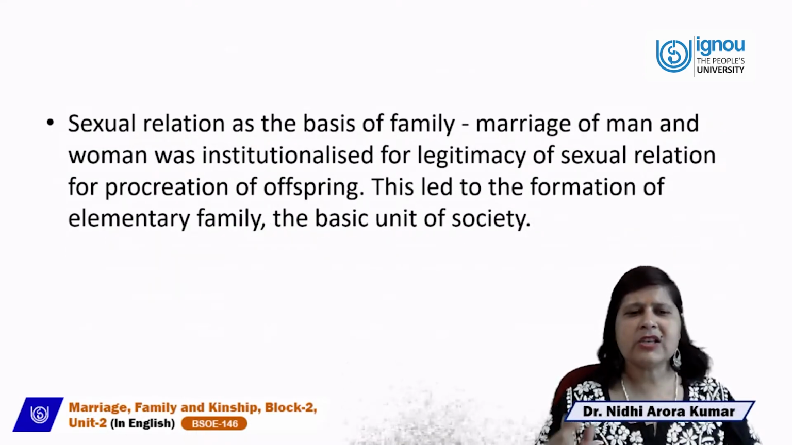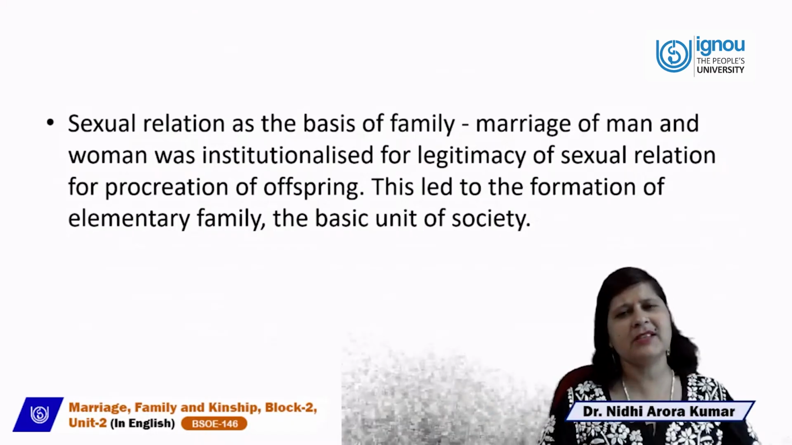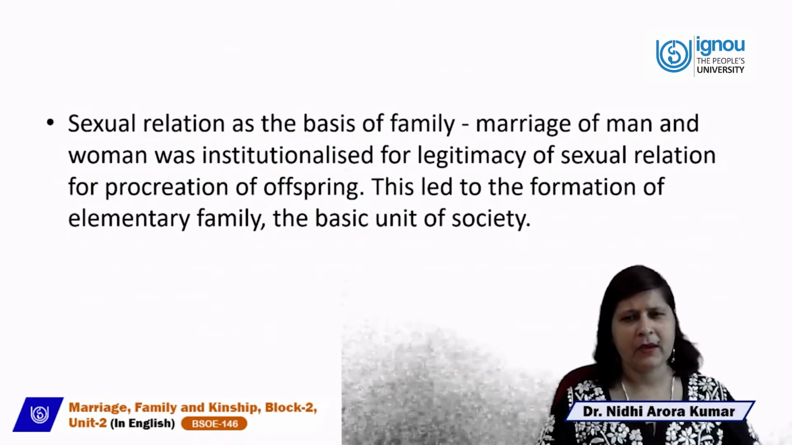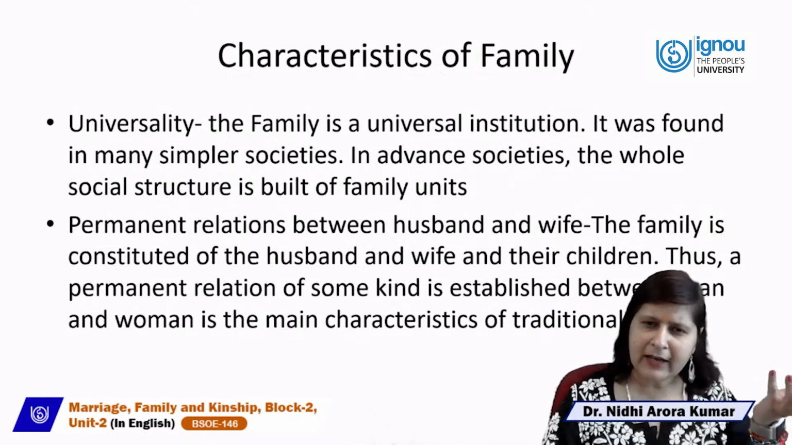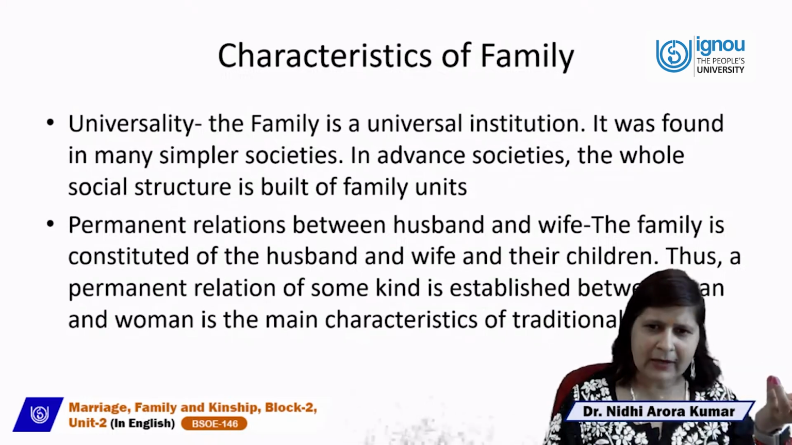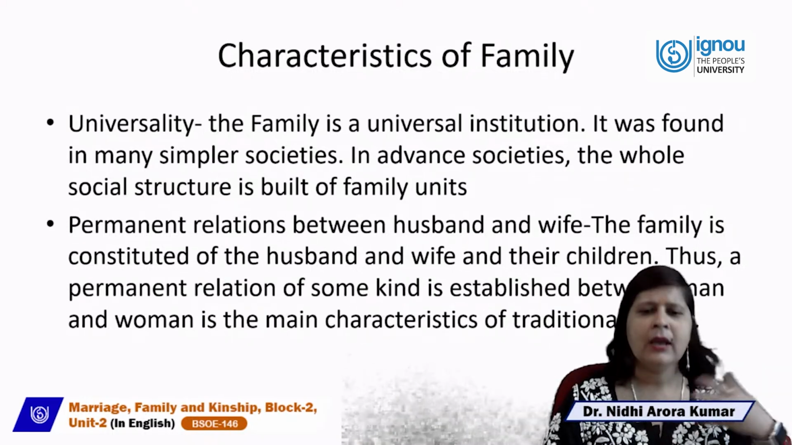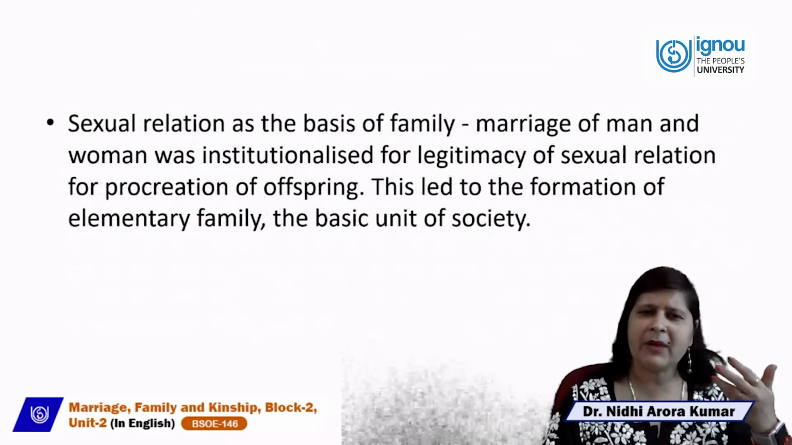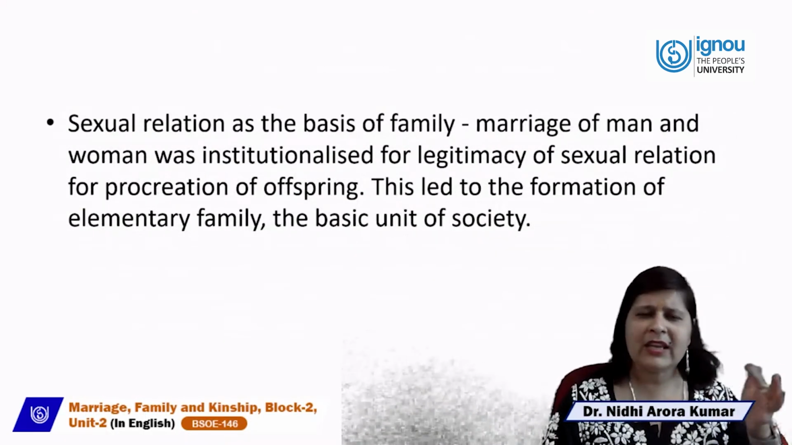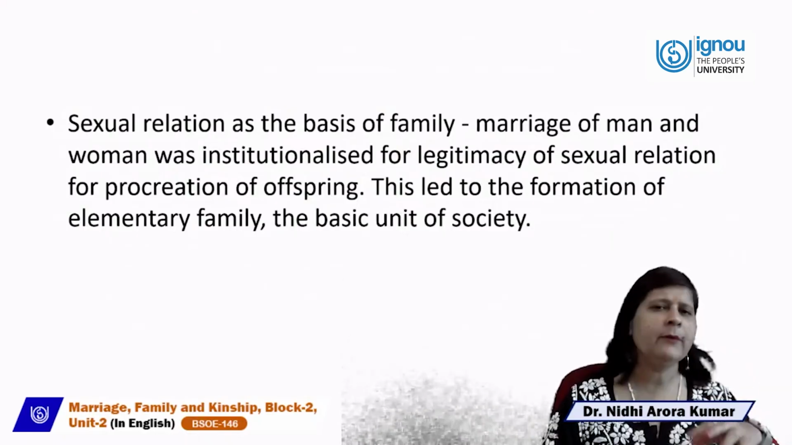Next is sexual relations as a basis of family. Right? The first characteristic is universality. It is a universal concept. It is a universal institution. There is a permanent relationship between the members of the family, right? No one can replace the family member.